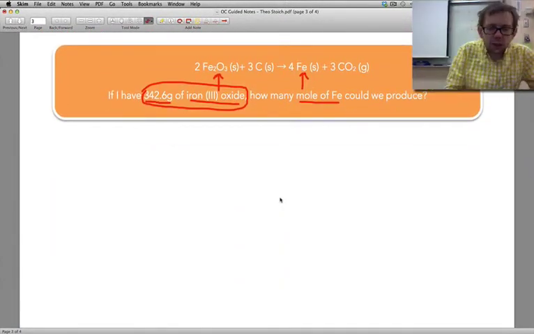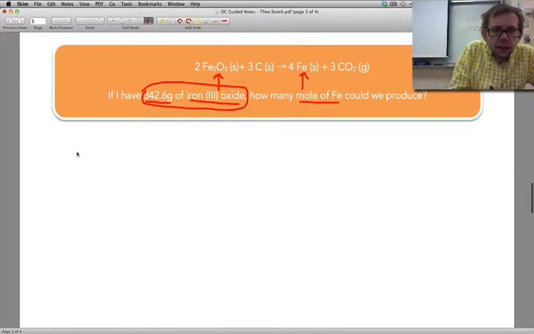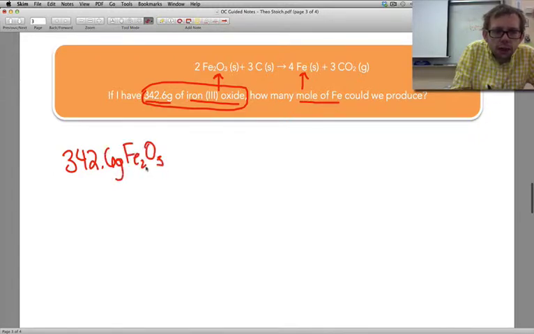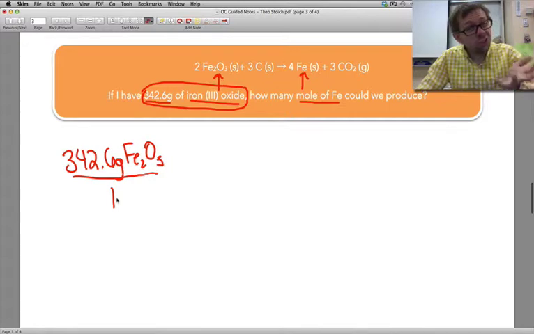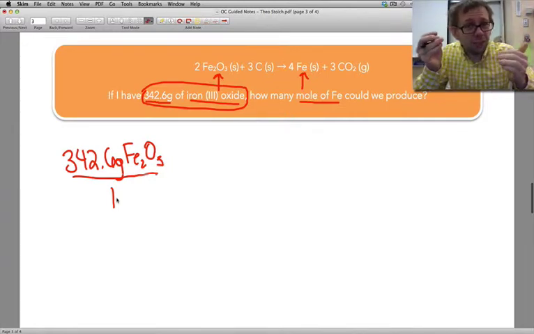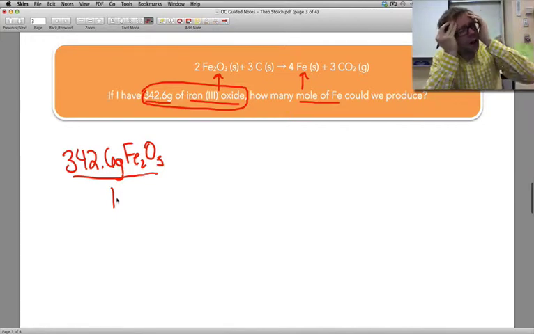So I always start with our given. So our given here is 342.6 grams of Fe2O3. People always ask me if I need to actually write the Fe2O3. And the answer is you should. Because otherwise, you're going to be going from moles to moles and grams to grams, and you're actually, am I in grams of iron or iron 3 oxide, or am I in grams of donkeys?